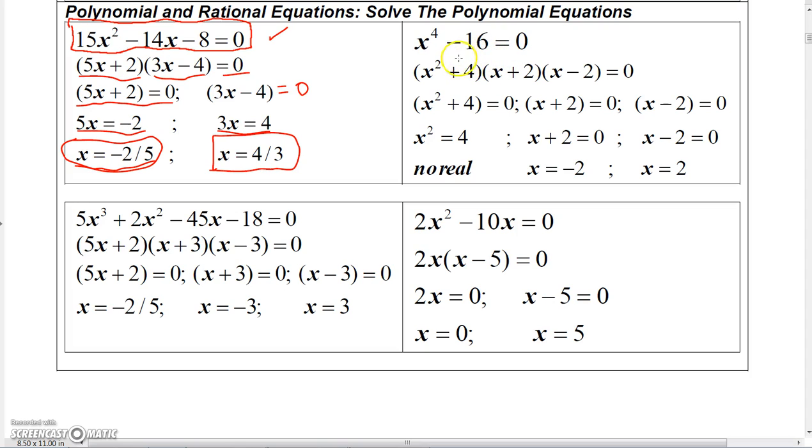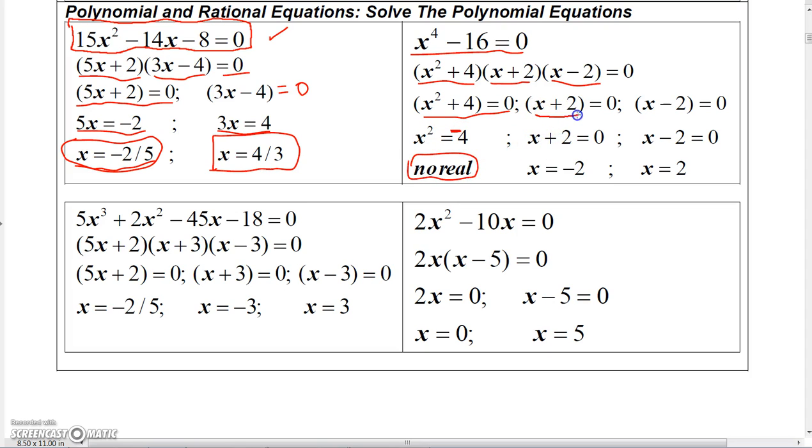Now, you might remember earlier, when I factored x to the 4th minus 16 equals 0, I actually got x squared plus 4 and x plus 2 and x minus 2. I got 3 factors. Now, if you try to set this factor equal to 0, then that would mean that x squared would equal negative 4. So x squared can't be negative 4. In other words, it can, but it would have to be imaginary numbers. So for now, I'm just going to say that there's no real solution to that.